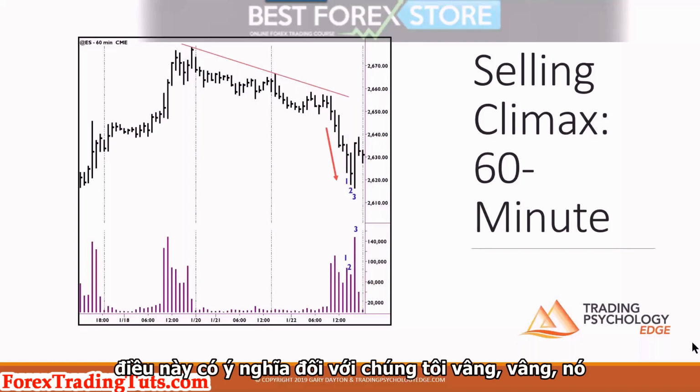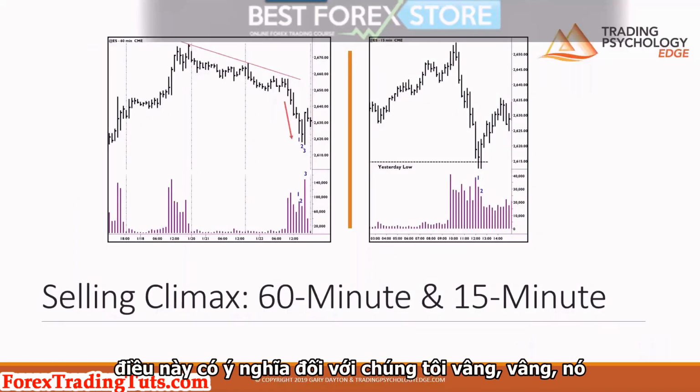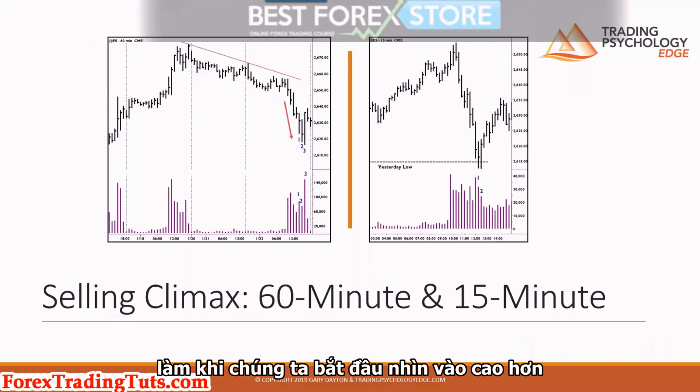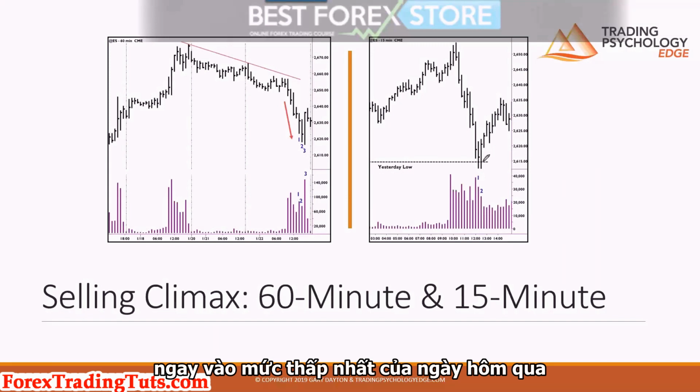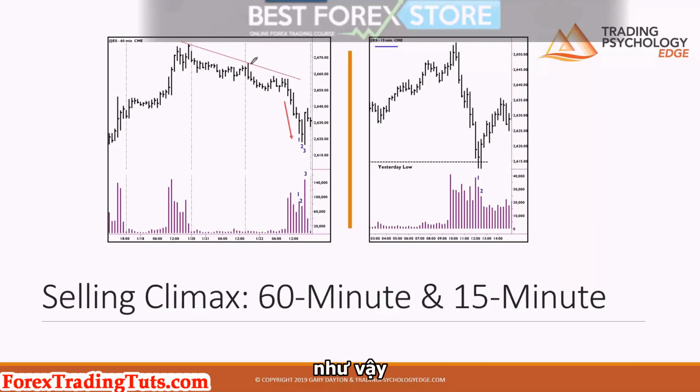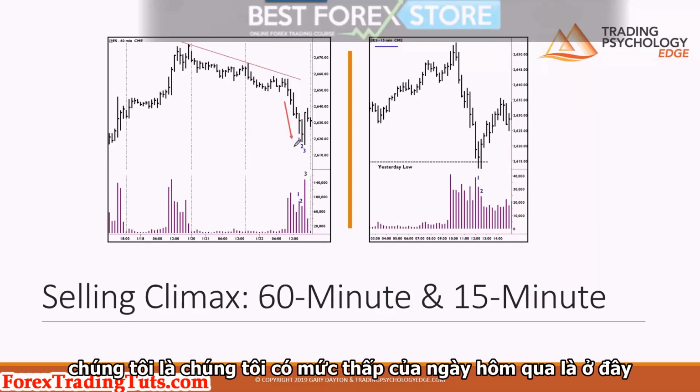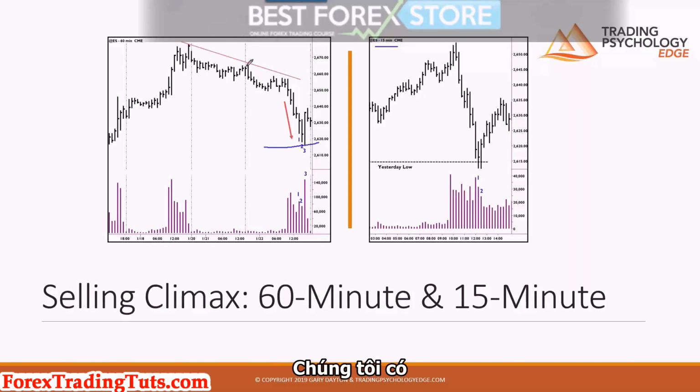So does this make any sense for us? Well, yeah, it does when we start looking at the higher time frames, because we can go back to yesterday and see that we're coming right into yesterday's low. Now, this is a 15-minute chart. So we have yesterday's low in here. We have selling coming in, climactic action potentially coming in.